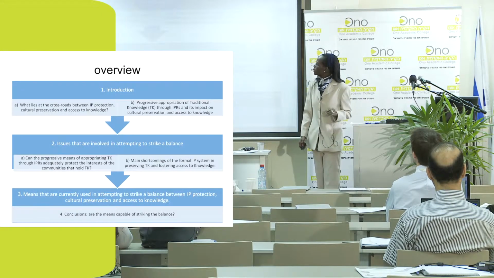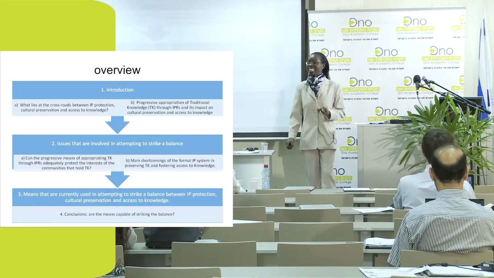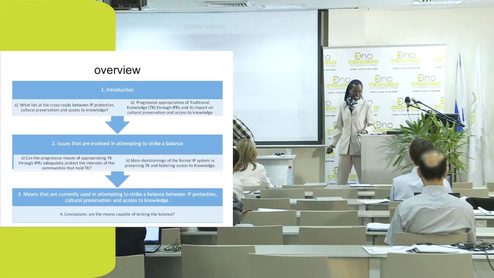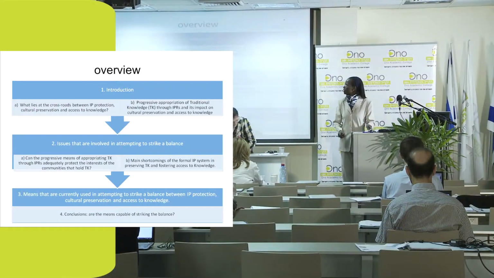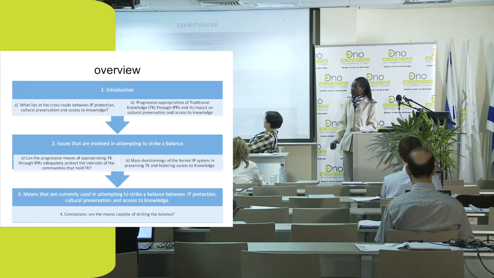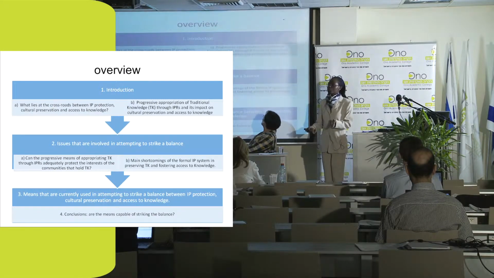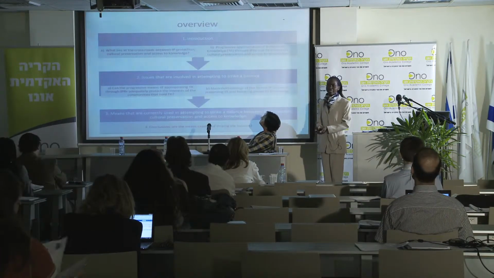This is the overview that I'm going to rely on. Just a very brief introduction to highlight what lies at the crossroads, because the theme for our panel is to try and see what's happening at the crossroads. So what lies at the crossroads in terms of IP protection, traditional knowledge, and access to knowledge.